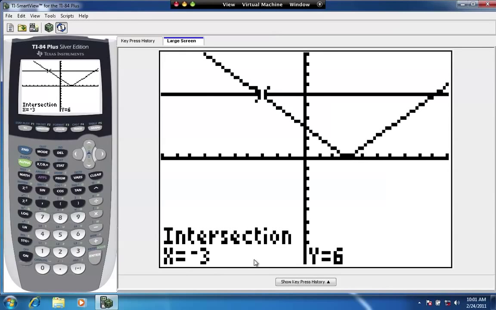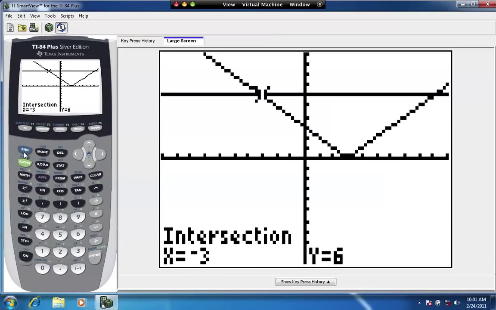Okay, the point of intersection is -3, 6. We already knew that the ordered pair was going to have a y coordinate of 6. It has an x coordinate of -3. So if you were asked to solve the equation, absolute value of x minus 3 equals 6, one of the solutions would be x equals -3.